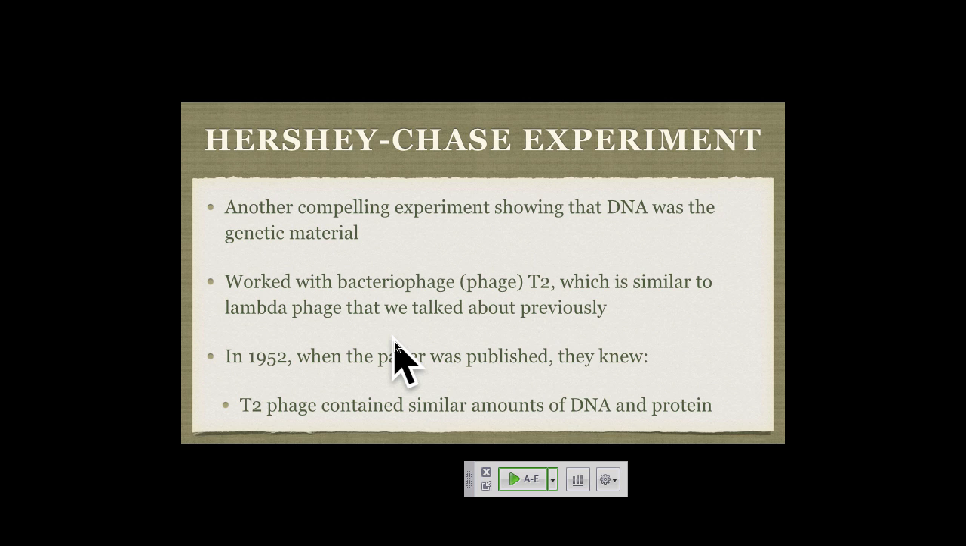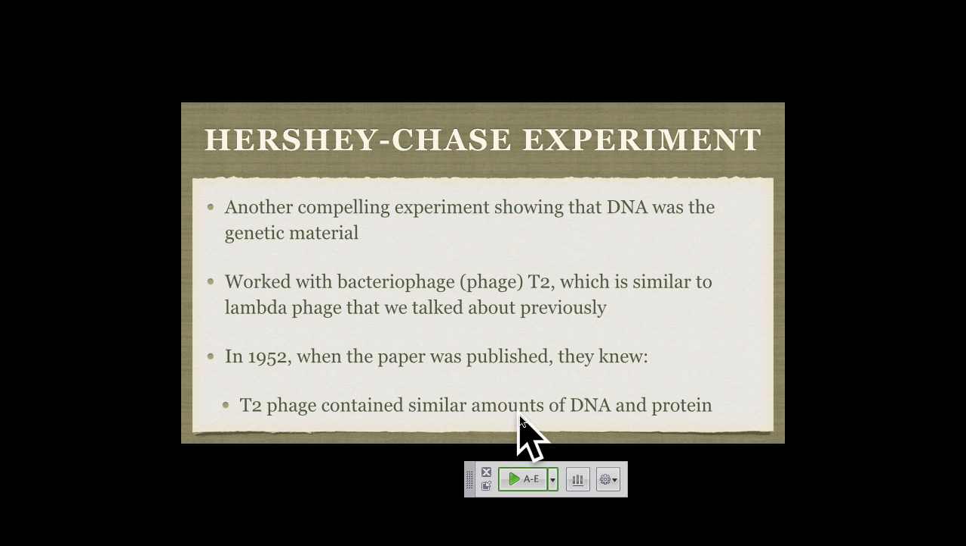So Hershey and Chase come along with another experiment that provided compelling proof that the genetic material had to be encoded in DNA. This was a bacteriophage. So they used a bacteriophage called T2, but its life cycle is almost identical to what you already saw with Lambda phage. What they knew back in 1952, when the paper was published, was that if they took purified bacteriophage T2, they had about equal amounts of DNA and protein. So there was no RNA there. It was just DNA and protein.